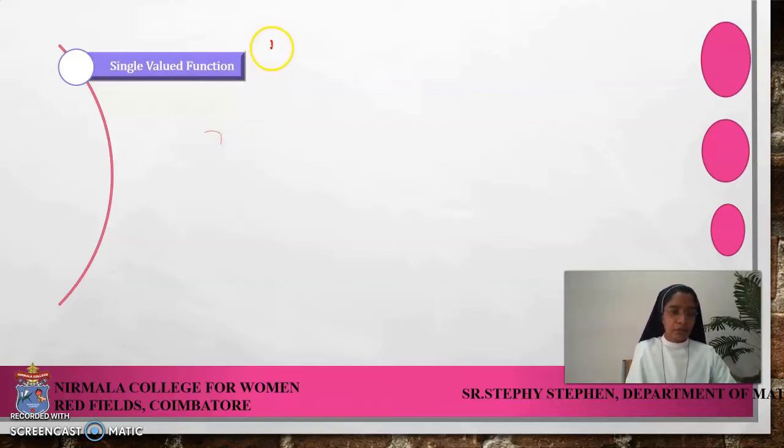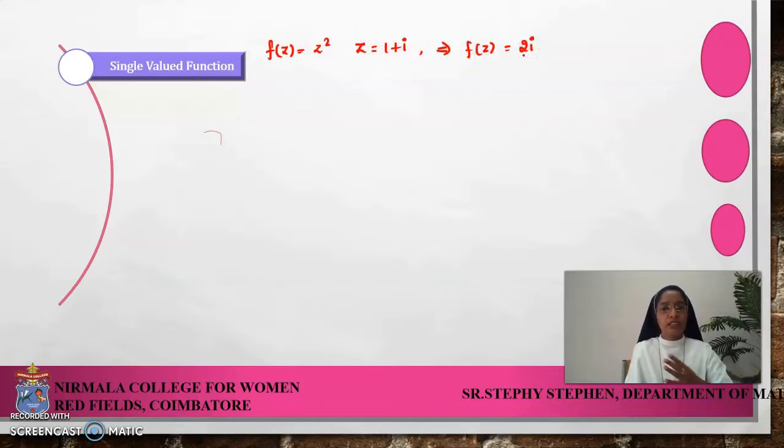So let us see an example. Consider f of z is equal to z square. This is a function defined on S. So if we consider z is equal to 1 plus i, we get the function value f of z as 2i. So other than 2i, we are not going to get any other value. Hence, such functions are called single valued functions.